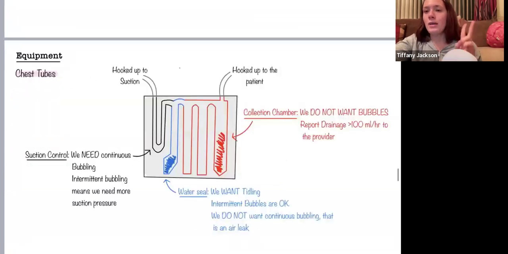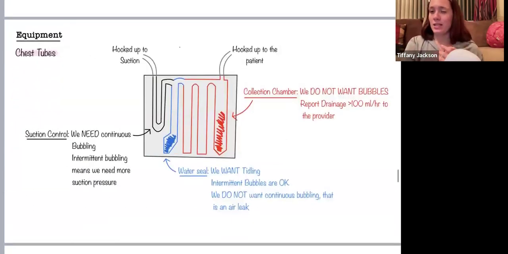There's two types of equipment that the NCLEX likes to focus on. It's going to be chest tubes and it's going to be ventilators. So for chest tubes, we really want to focus on what we are seeing with this chest tube. There are 3 chambers we need to be aware of. First thing we have is the collection chamber. This is what is hooked up to the patient. This is either going to drain blood, fluids, or air.